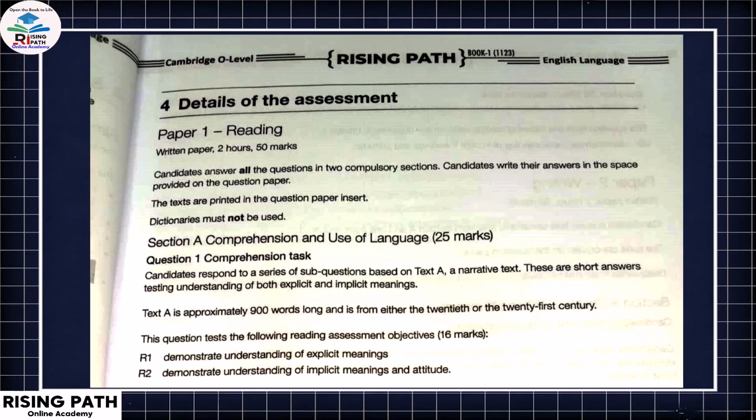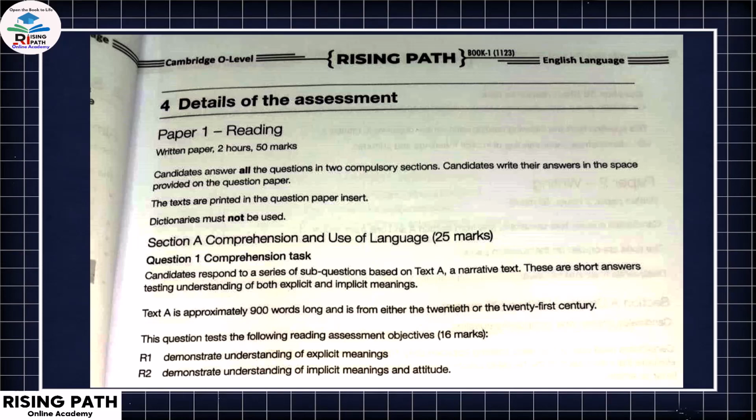In this lecture, we are going to discuss tips and techniques to attempt paper 1 of our O level English language exam, new pattern for examination from 2024 onwards. As you have already gone through the details of the assessment provided by Cambridge, paper 1 is now called reading, and the time is 2 hours and the marks are 50.